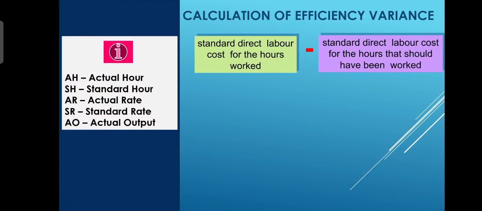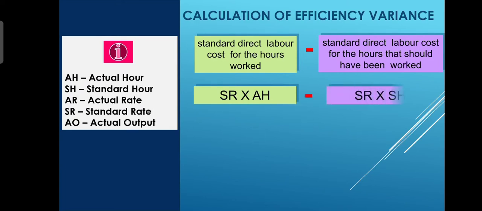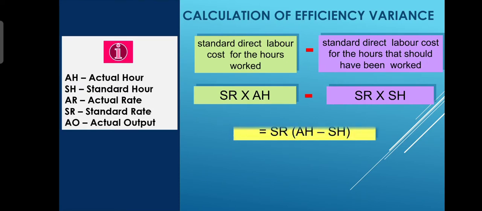Calculation of efficiency variance. Standard direct labor cost for the hours worked minus standard direct labor cost for the hours that should have been worked. SR times AH, standard rate times actual hours, minus SR times SH, standard rate times standard hours. SR bracket AH minus SH.